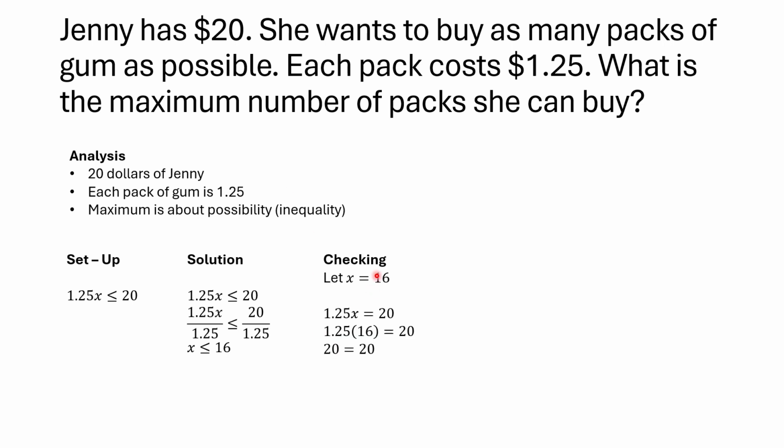Now, let's have the checking. We need to make the x value 16 since it's a possibility. So, multiplying 1.25 by 16, the answer is 20. So, we got the answer correct. Okay. The maximum number of packs of gum that Jenny can buy is 16. So, that is now the answer.